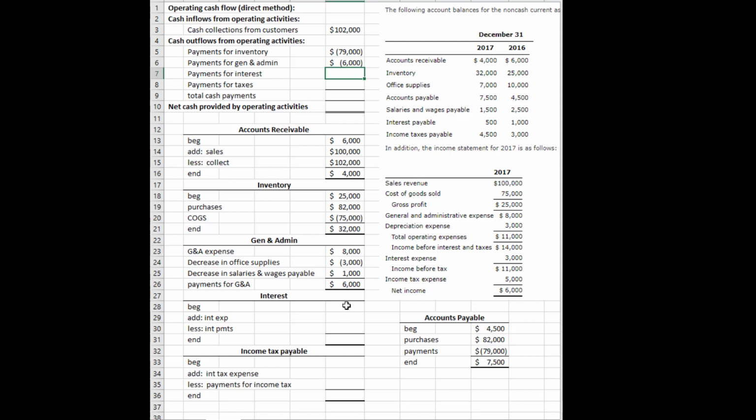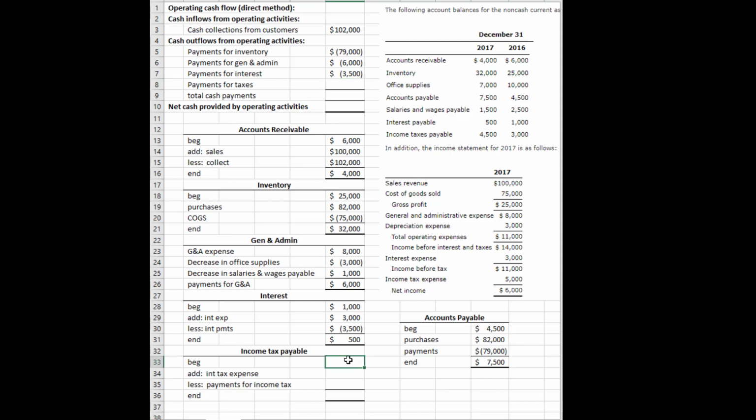So let's look at interest now. So beginning interest payable was 1,000, and it went down to 500, meaning payments were more than expense. And then we do see interest expense on the income statement, 3,000. So our payments had to be 500 higher than the expense. And of course, you can do that just by brute algebra, whatever you want to do.